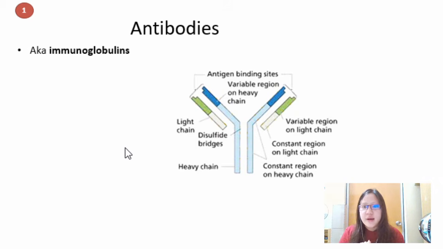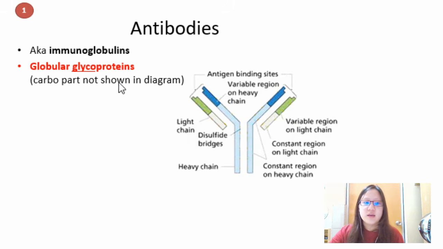Now, let's talk about antibodies. When we say antibodies, what do we mean? You now know that it's a glycoprotein, okay? And here's more information. It is also globular. The carbohydrate part is usually not shown in diagrams. You only see the protein parts here. Just so you know, another name for antibodies is immunoglobulins, and sometimes it can be summarized into the abbreviation IG. So immunoglobulins or IG.